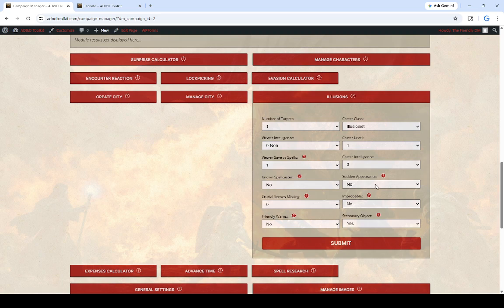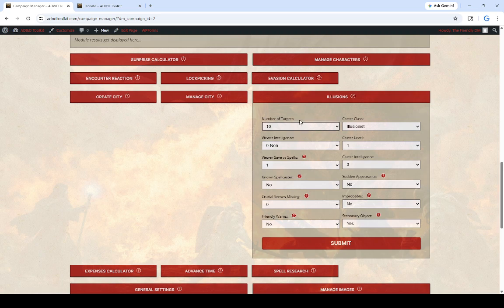So I'm going to go through these parameters one by one so that you can see how this works. The first thing is, how many targets are going to be affected, or at least attempted to be affected by this illusion? And that's simply, if my party comes across a group of 10 kobolds, then I'm going to select 10 for the number of targets. If it's 10 kobolds and 2 dragons, which isn't very likely to happen, I wouldn't have 12 here, because I'm going to handle the dragons differently than the kobolds. So these have to be like creatures.